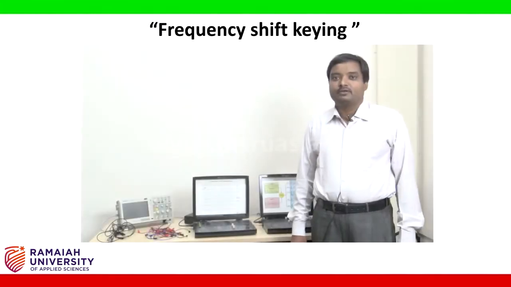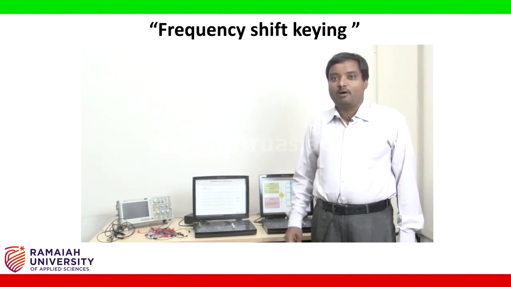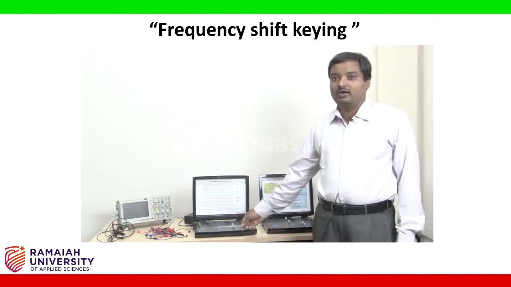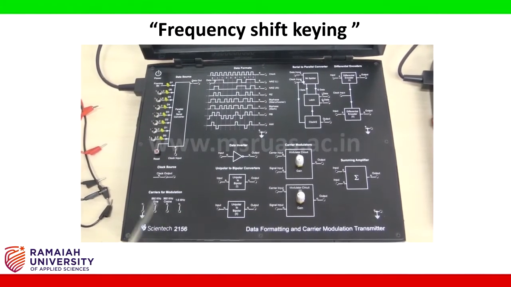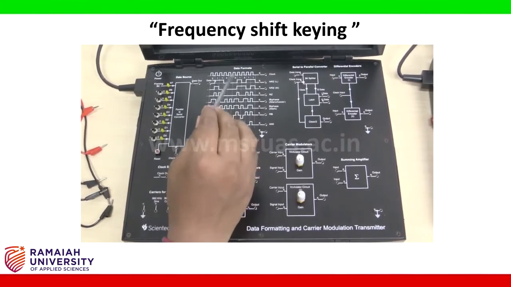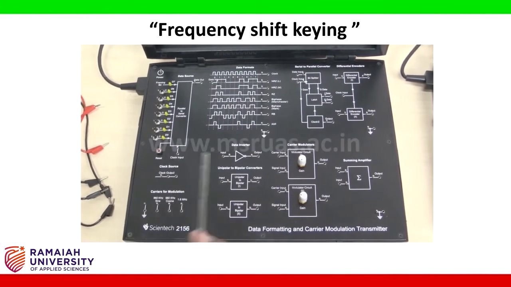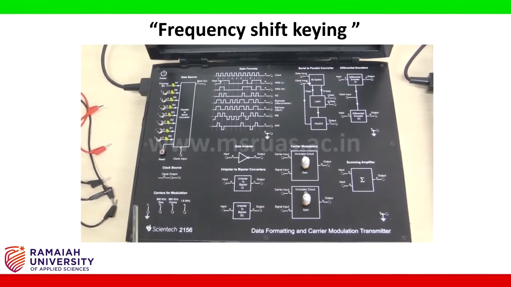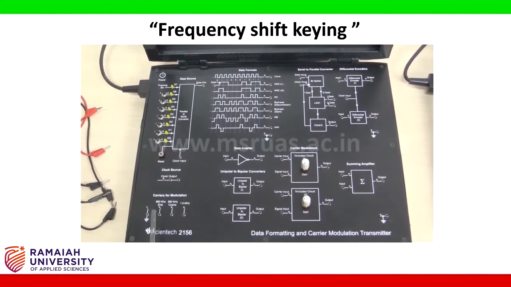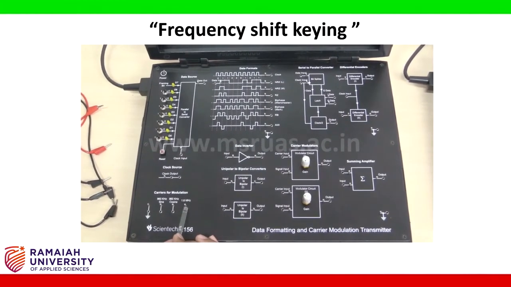Hi students, current experiment is frequency shift keying modulation and demodulation. Apparatus required for this experiment are Syntec board 2156 and Syntec board 2157. In this board Syntec 2156, we are going to generate data with different line coding schemes. After that we are using FSK. For the FSK we need to use two frequencies for digit 0 and digit 1. I am using 960 kilohertz for the digit 1 and 1.6 megahertz for the digit 0.